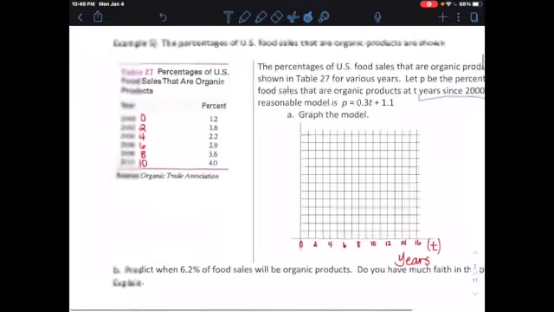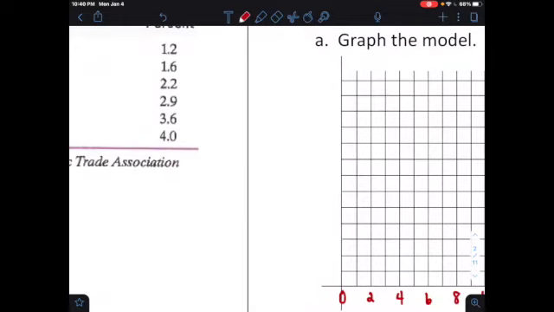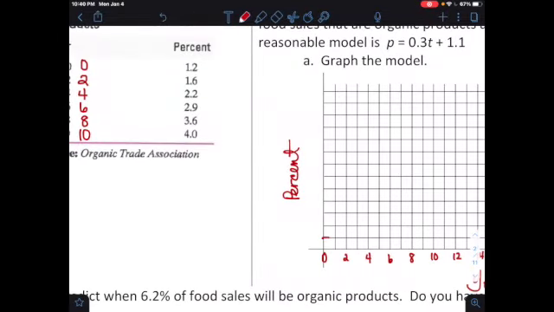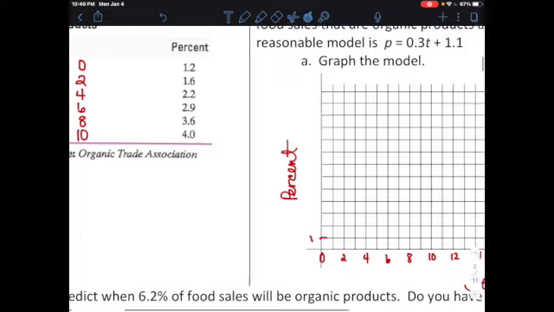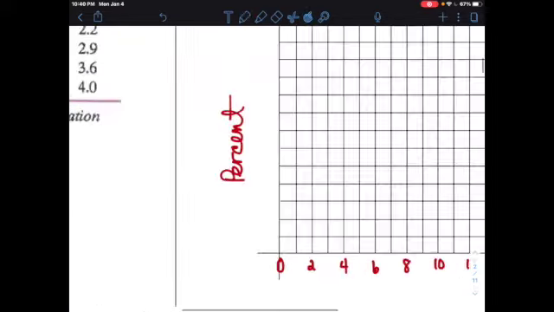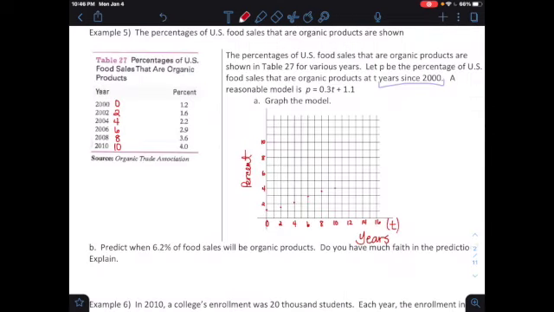Then right here, this is going to be your percent. And I am going to go up 1. That's going to be 1. Okay, and then because that's 1, it gets really small. So I'm just going to go up by 2 so you guys can see it better. So that's going to be 2, 4, 6, 8, 10, and so forth. So now I want you guys to pause the video and plot the points from the table on the left onto this graph. Okay, so in this case, to graph the model.